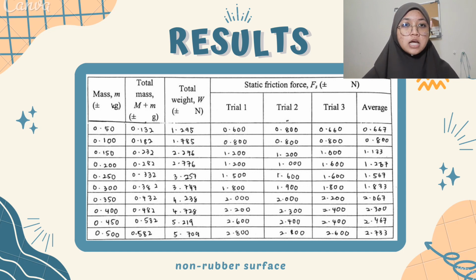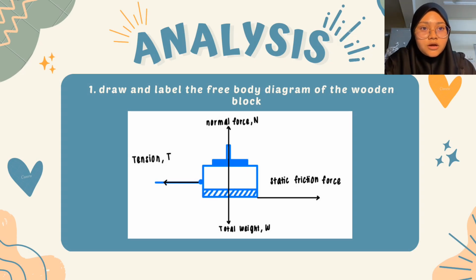As we can see, the amount will keep increasing after we put more masses. That's what we get from the result for the two experiments, which are the rubber surface towards the floor and the non-rubber surface towards the floor. So I'm going to present to you about frictional force, which is experiment 4.